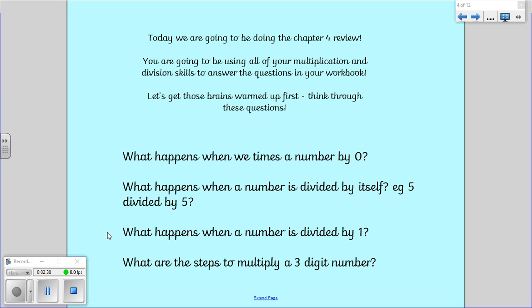Number 3, what happens when a number is divided by 1? We just did a question in the give me 5 using this, so hopefully you'll be able to get this one. And then the last one, what are the steps to multiply a 3-digit number? So think back to a couple of weeks ago now when we were multiplying a 3-digit number. What are those key steps that we need to remember? So just pause the video, have a think about those questions, and then you can play it back in a moment.